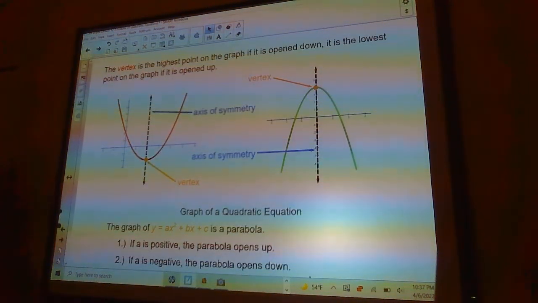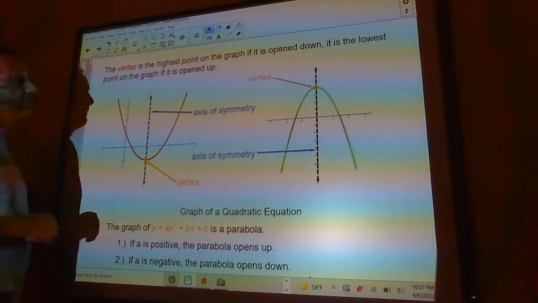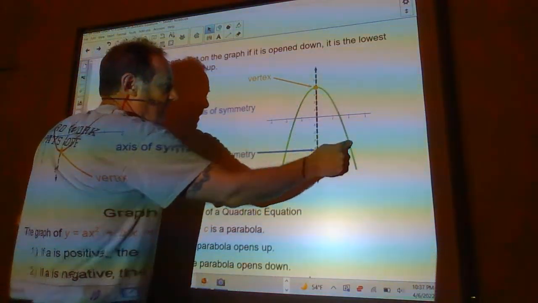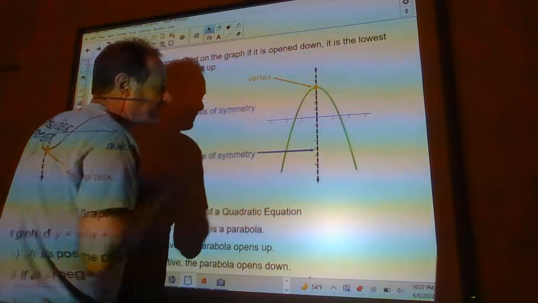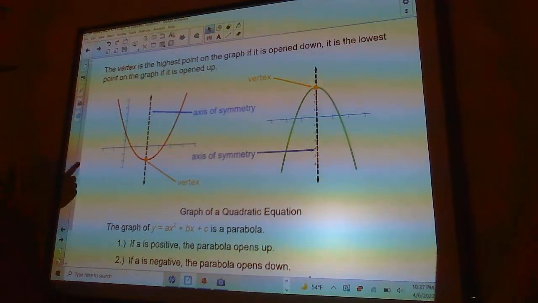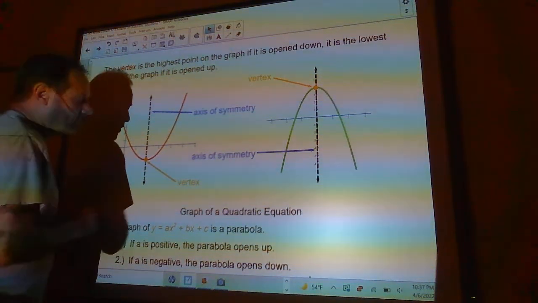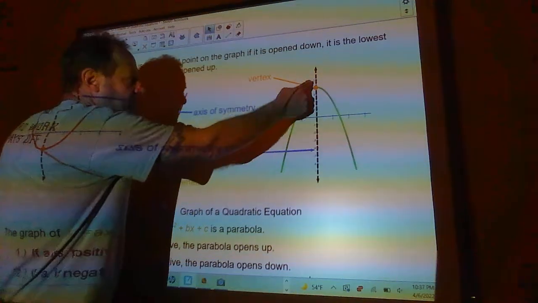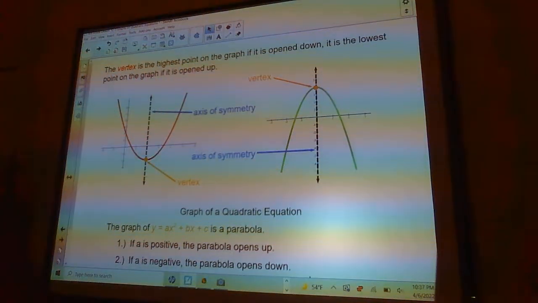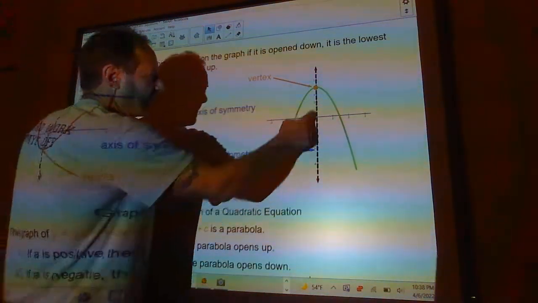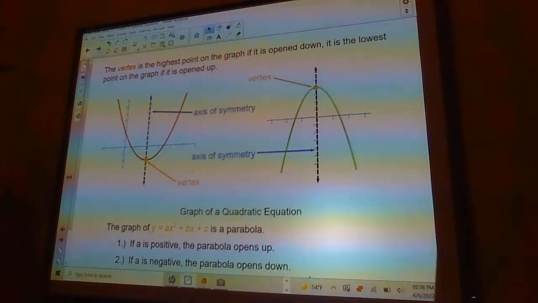Okay, the vertex is the highest point on the graph if it's open down, or the lowest point on the graph if it's open up. So here we have our parabola open down. Here's the vertex. Here it's open up. Here's the vertex. It's the lowest point. Now, the vertex is always located on the axis of symmetry, okay? These black lines on both of these are the axis of symmetry. In this case, x equals 2 is the axis of symmetry. In this case, x equals 0 is the axis of symmetry.